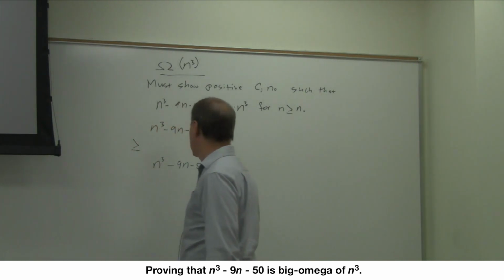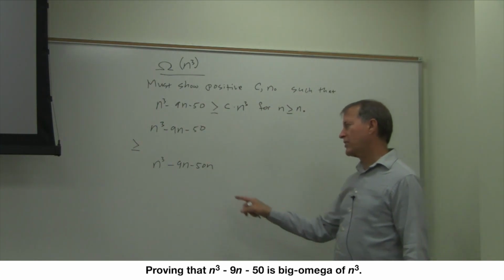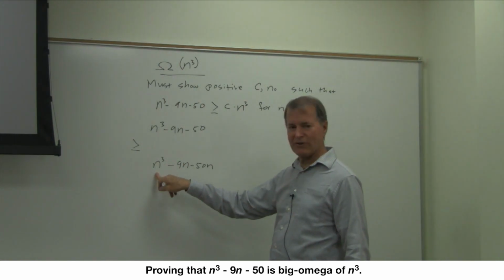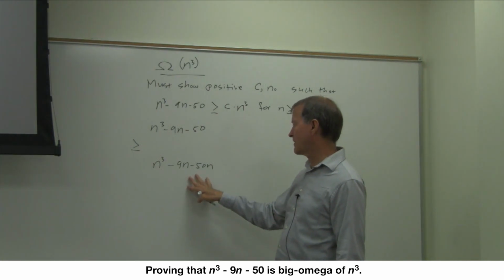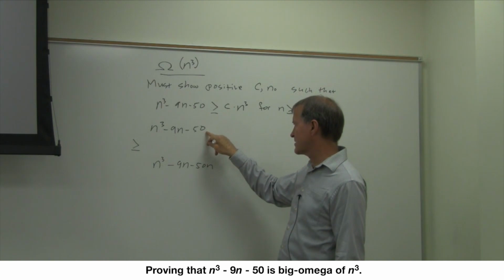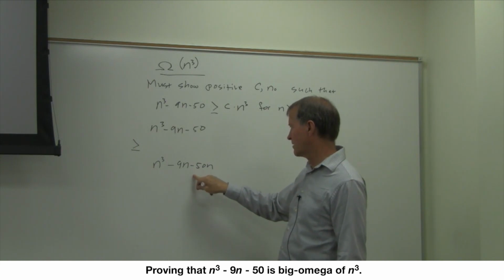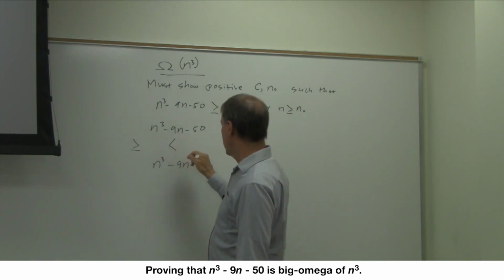Sure. Could you make it the n cubed too? Well, I don't think you would want to make this n cubed, because then you'd have n cubed minus n cubed, and then you'd have a negative coefficient out there. So I think the thing to do is to get this up to be the same degree as this, because this is a negative, right? What's the hint on that?